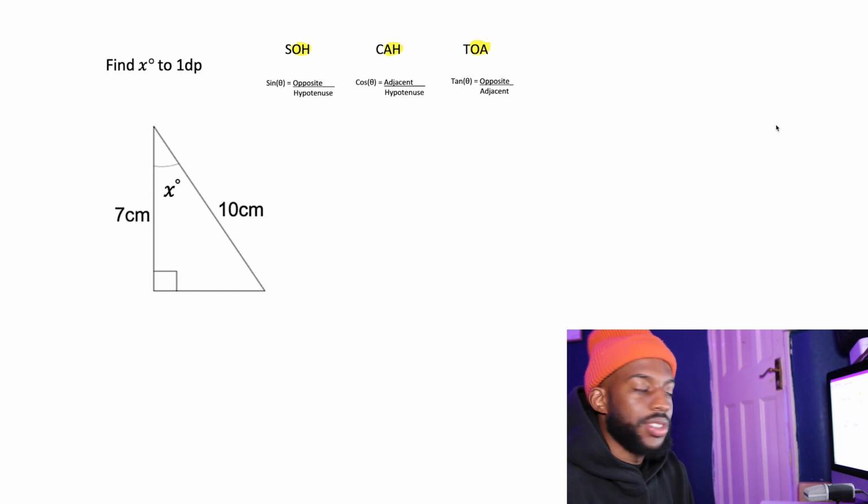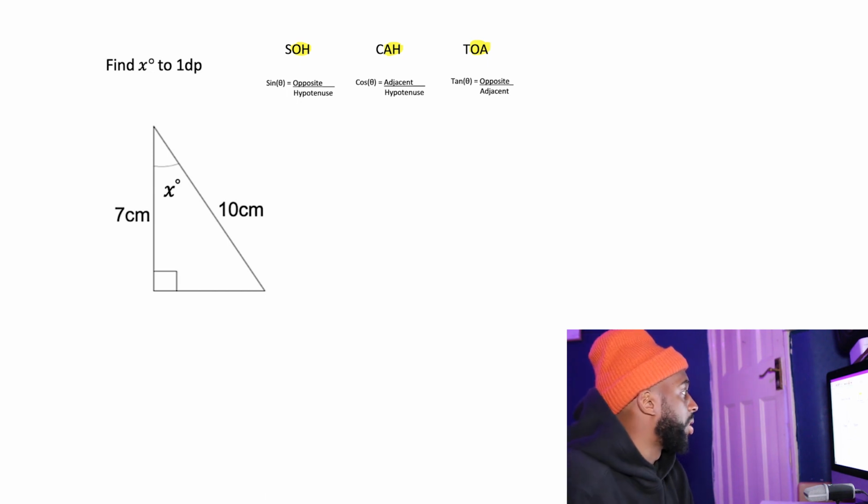Okay, so next question. We're going to start again by labeling the sides involved in the question. We have our angle here and our right angle. So this side with the 7 centimeters is going to be our adjacent. The longest side opposite the right angle is going to be our hypotenuse. So you can see we have A and H. We look at these and see which involves A and H, and that's going to be CAH.